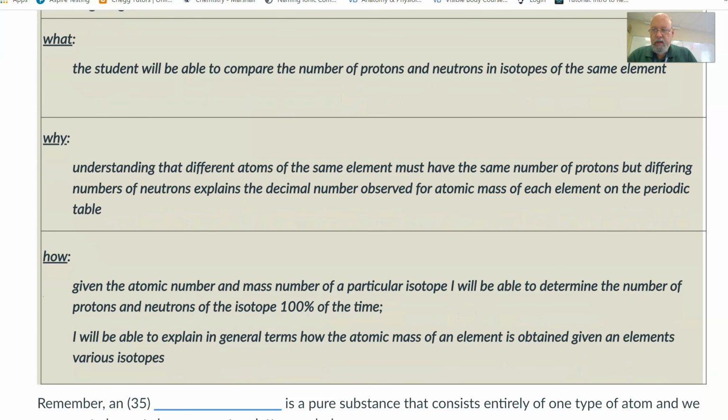And then how, given an atomic number and a mass number of a particular isotope, you'll be able to determine the number of protons and neutrons in the isotope 100% of the time. And then you'll also be able to explain in general terms how the atomic mass of an element is obtained given an element's various isotopes. Okay, so I don't need you to actually be able to do it, I just need you to explain how it's done. And so running to the end of the video here, I guess I do need one extra little video here. So we'll shut this one off and go to the next one.